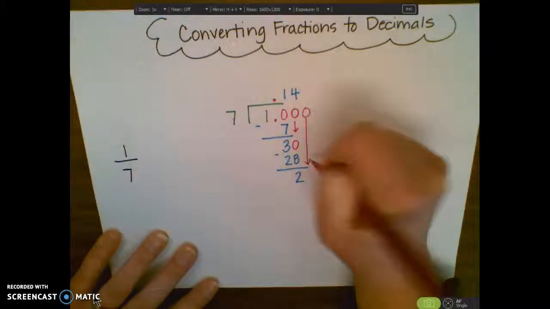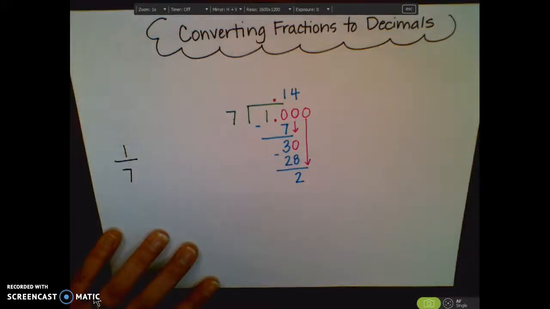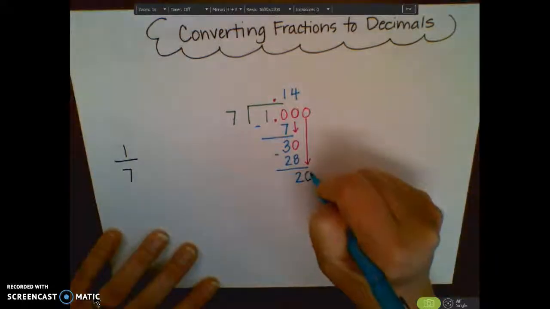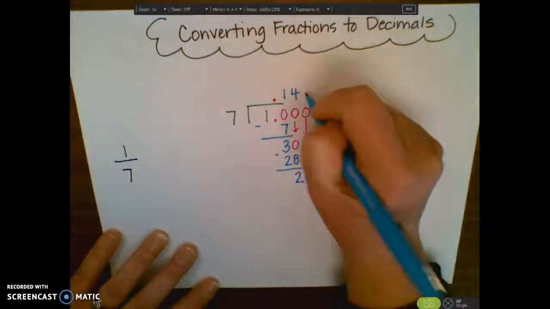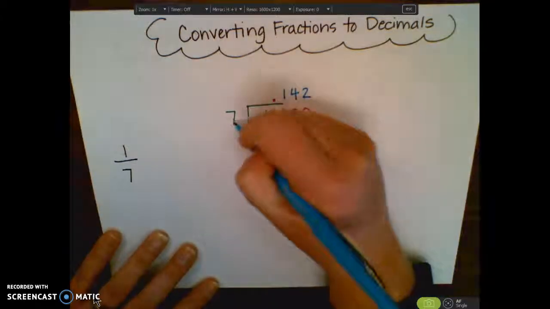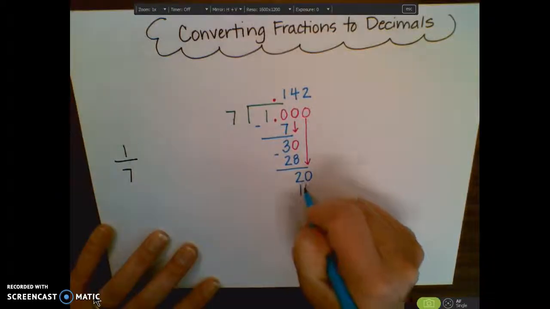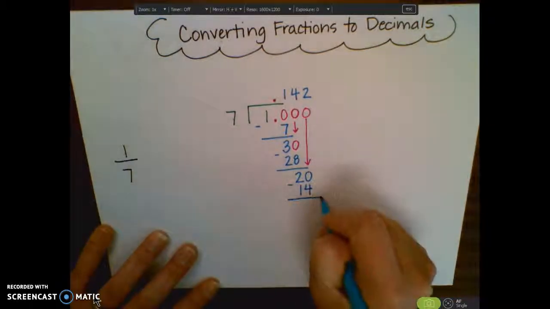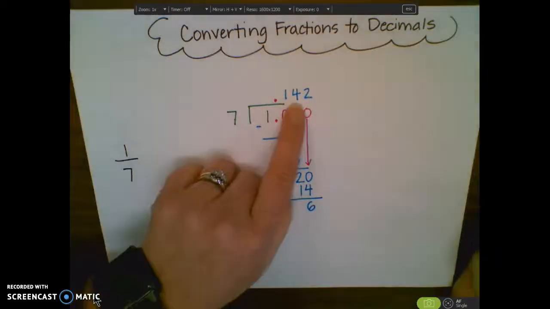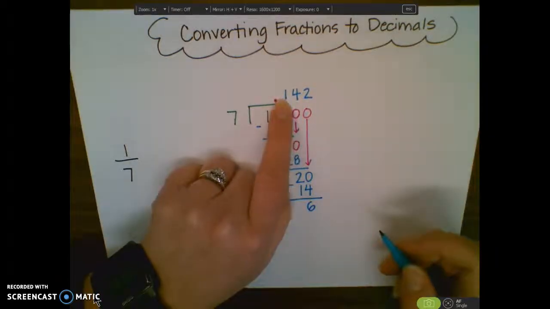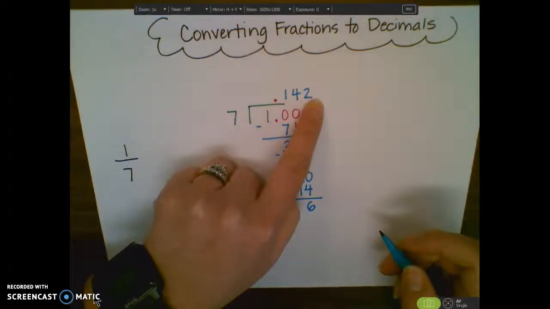One more time. Bringing my 0 down. Okay, I have 20. I can take away 2 groups of 7. 2 groups of 7 is 14. And I have a remainder of 6 there. Okay, so now I have 3 numbers in my decimal, 142 thousandths.